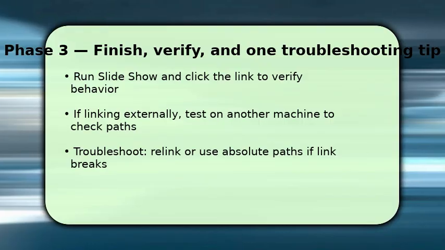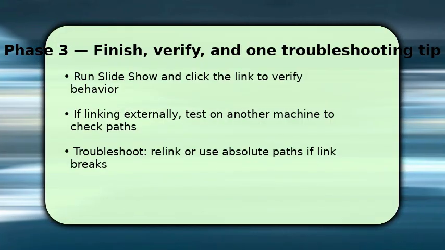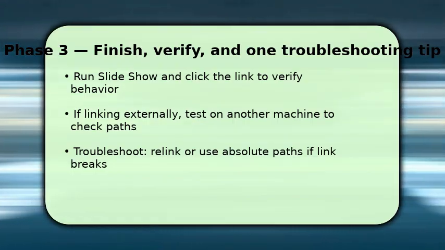If a link breaks, relink the object or switch to an absolute path as a fallback. That usually fixes missing targets. One tip: keep backups before bulk changes.